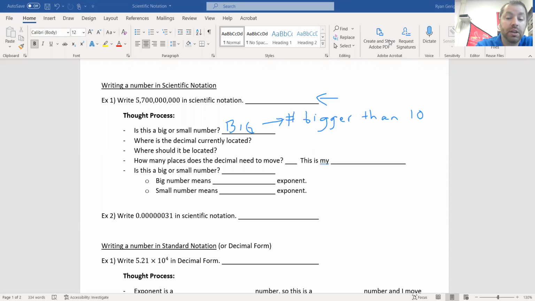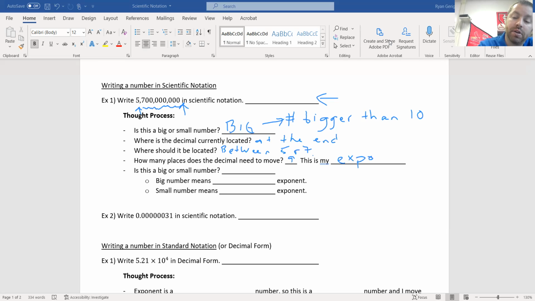Where is the decimal currently located? Right now, it's at the end of the last 0. Where should it be located? Between the 5 and the 7. So it needs to be right in there. How many places does the decimal need to move? Well, 1, 2, 3, 4, 5, 6, 7, 8, 9. It needs to move 9 spots. That number 9 is your exponent.